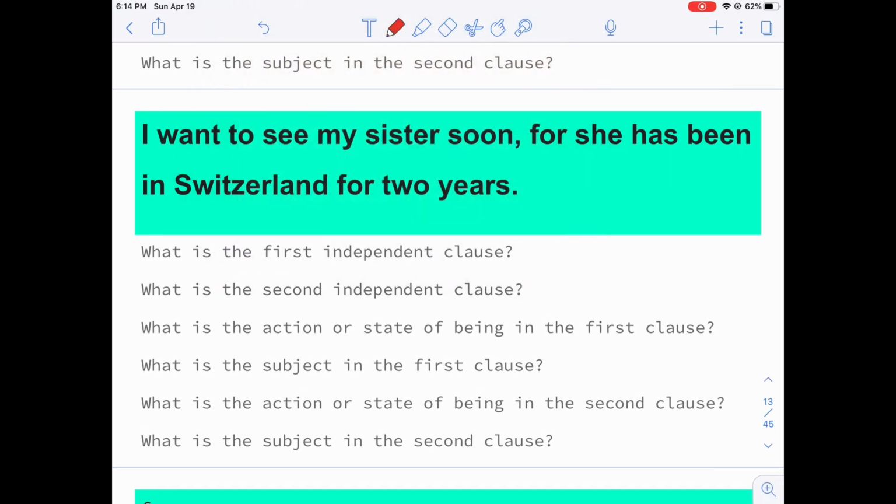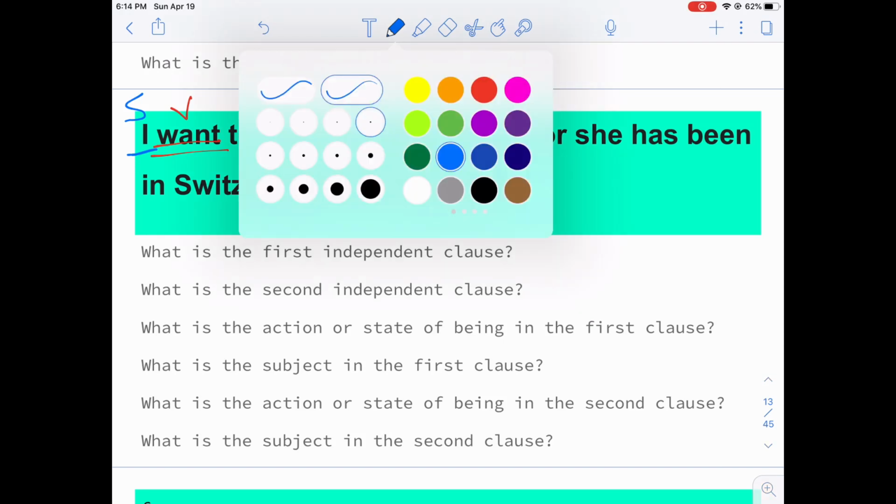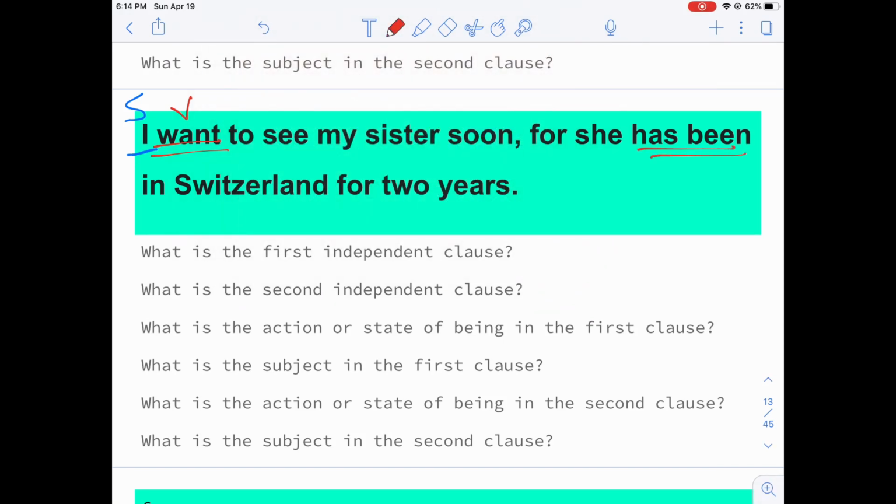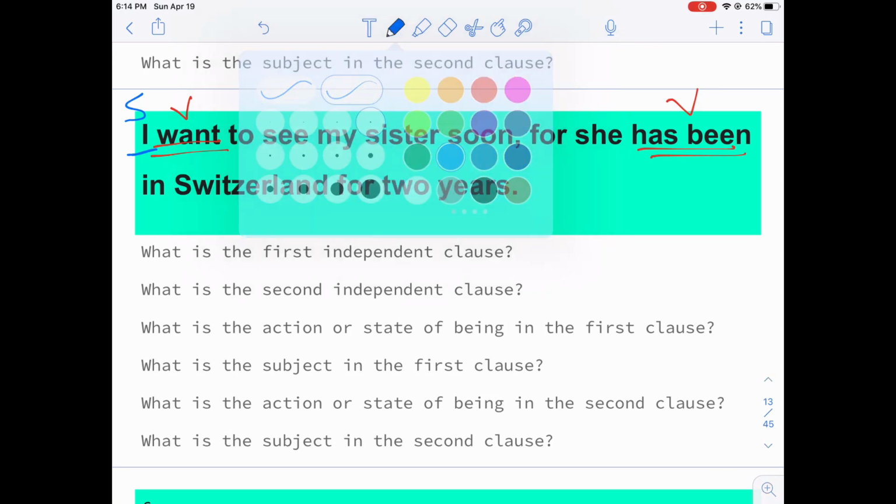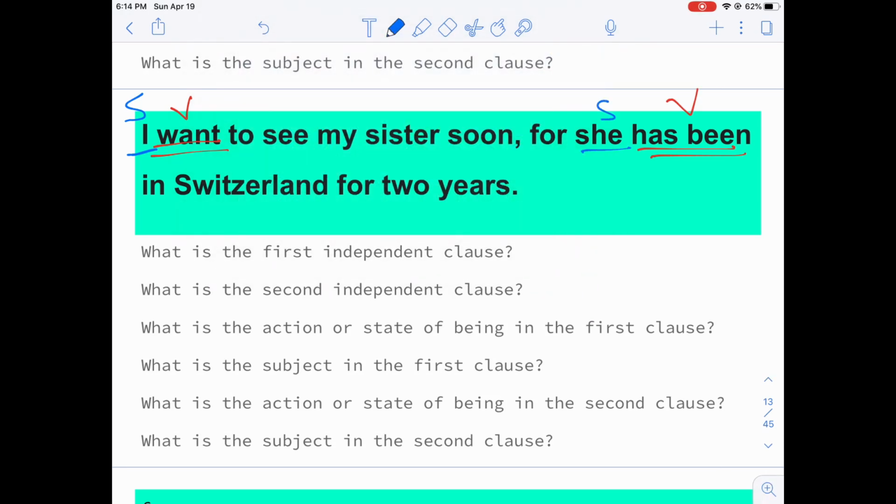First independent clause: I want to see my sister soon. Second independent clause: she has been in Switzerland for 2 years. Want is my verb. Who or what wants? I want. She has been in Switzerland. Has been is my second verb. Who or what has been? She has been. Again, it's an SV, SV.